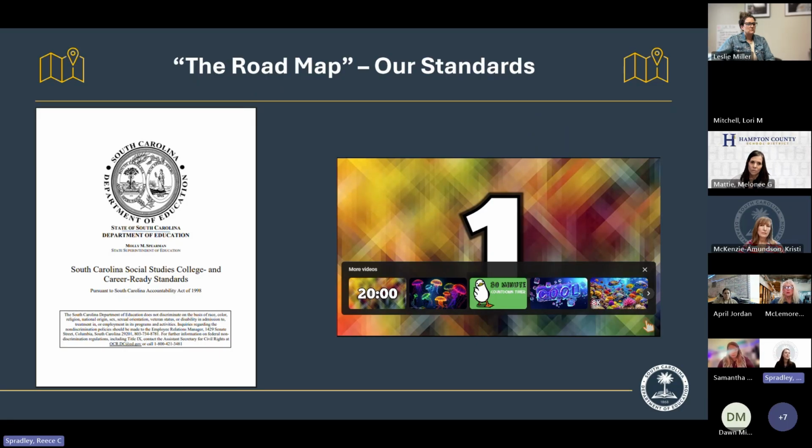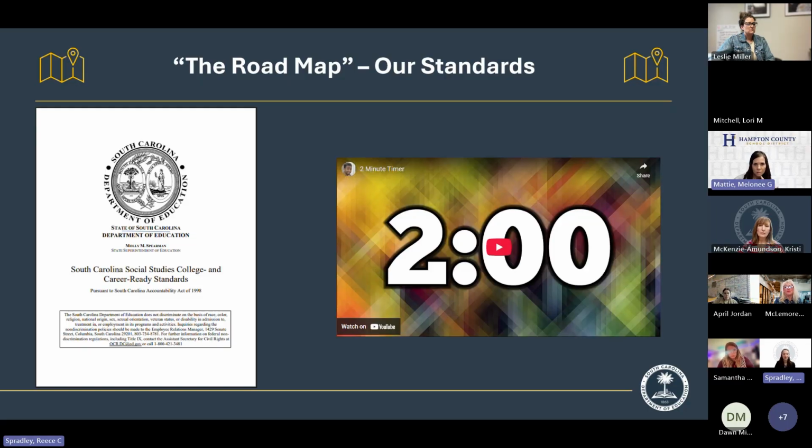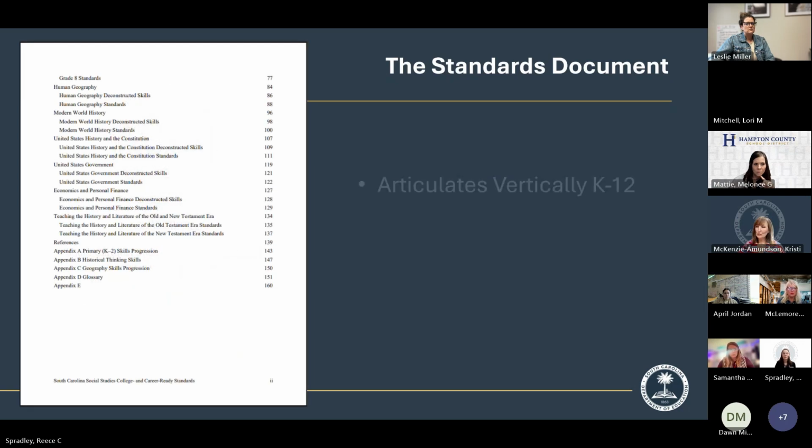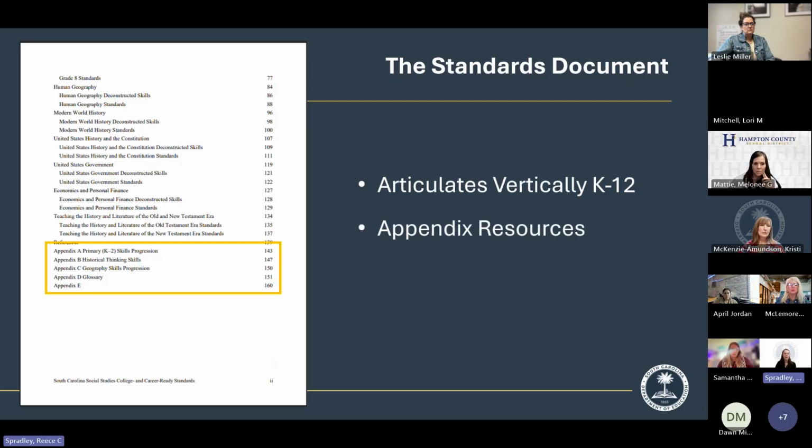I'm seeing the geography skills progression, the glossary. Yeah, so I'm glad that I found that and appreciated that. That's actually one of the things that I was going to point out here: that everything articulates vertically. That progression there at the end helps show you that. And then the appendix resources, because sometimes those are forgotten about. Like I said, there's a really great thinking skills and geography skills progression and a glossary full of vocabulary.